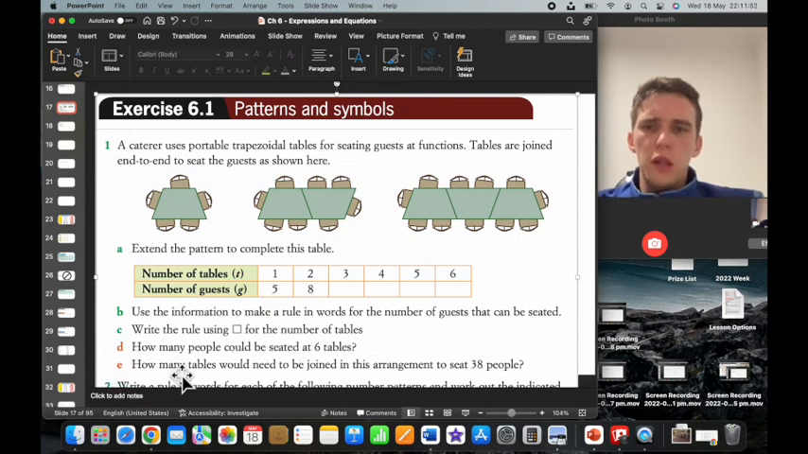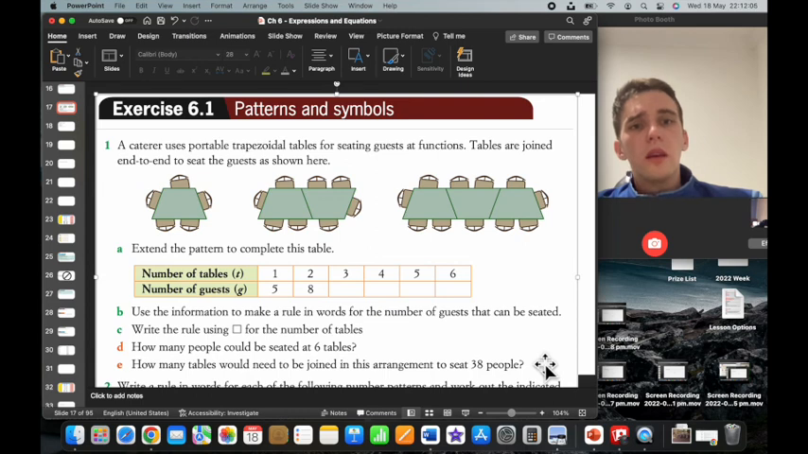And for E, how many tables would be needed to seat 38 people? What you can do is work backwards. Let's test what the answer could be with 10 tables. 10 times 3 is 30, plus 2 is 32. That's not enough tables. Let's try 12. 12 times 3 is 36, plus my 2 on the end is 38. So I'm going to need 12 tables as the answer to 1E.